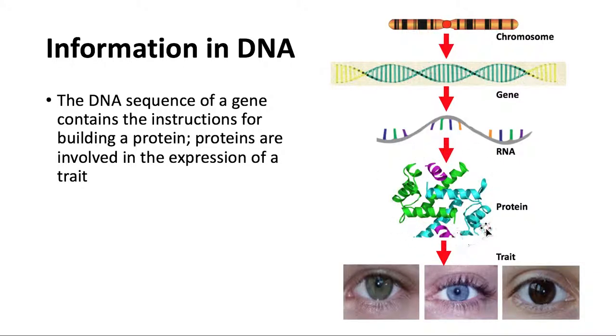Why do we want the protein? Well, it's proteins that are going to allow you to express a specific type of trait, like, for example, eye color. You can have green, right, or blue, or brown, or hazel, or a combination or blend of those different types of eyes. But the reason you have these eye colors is because of proteins.